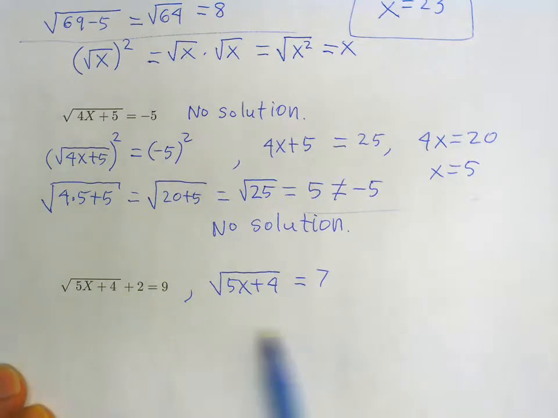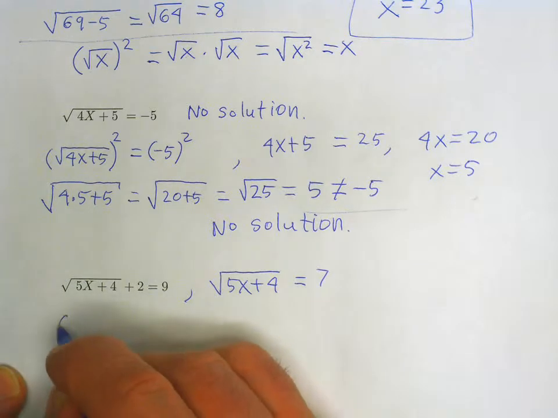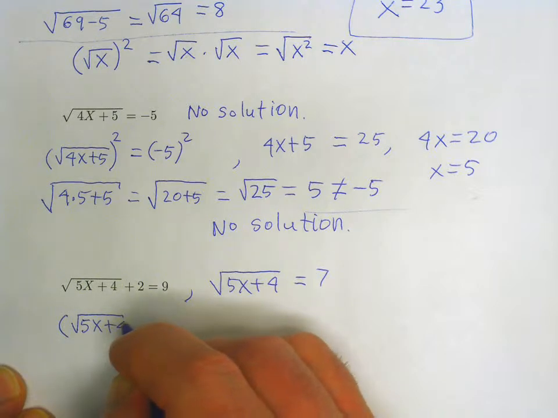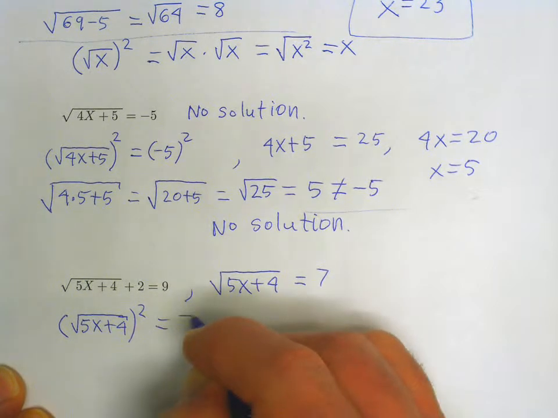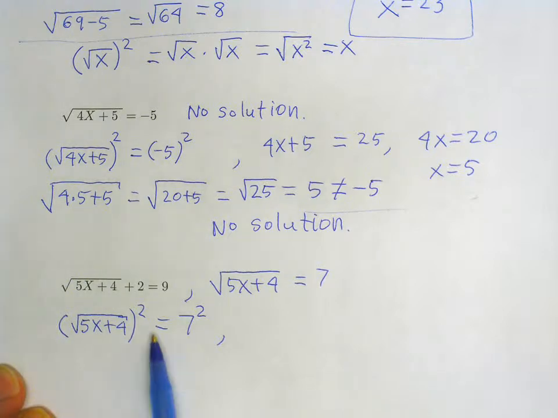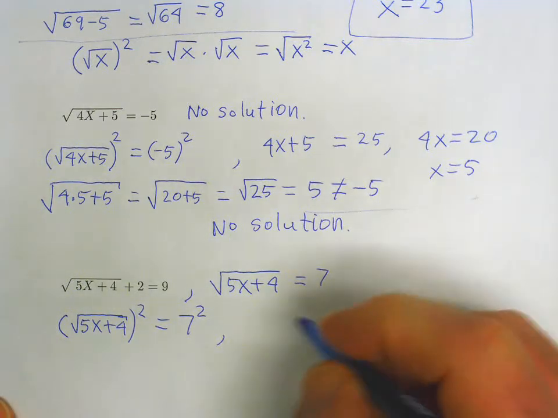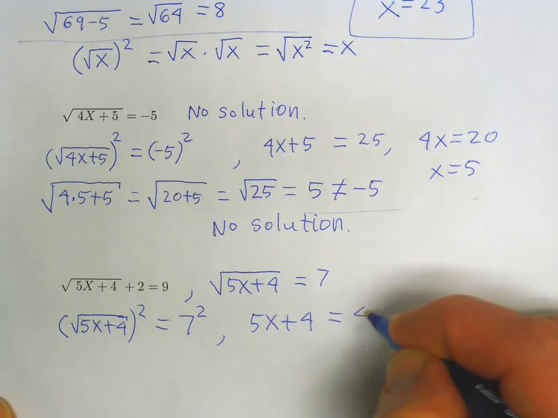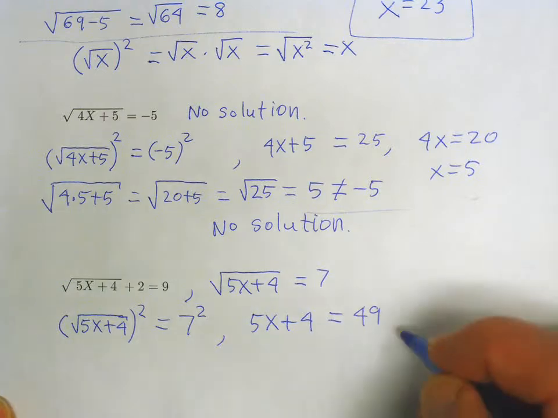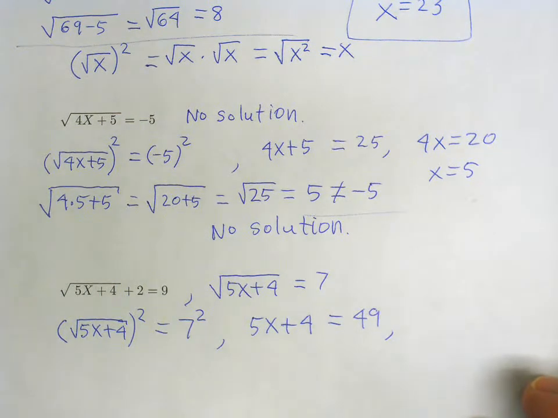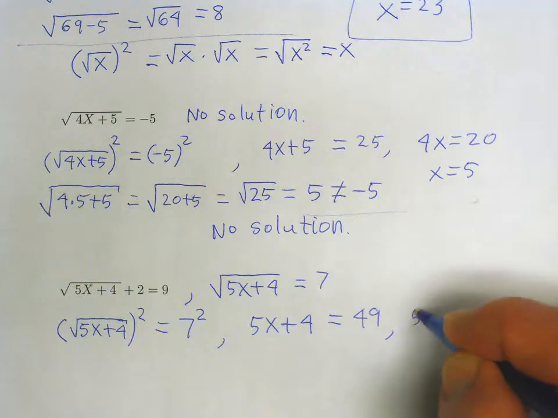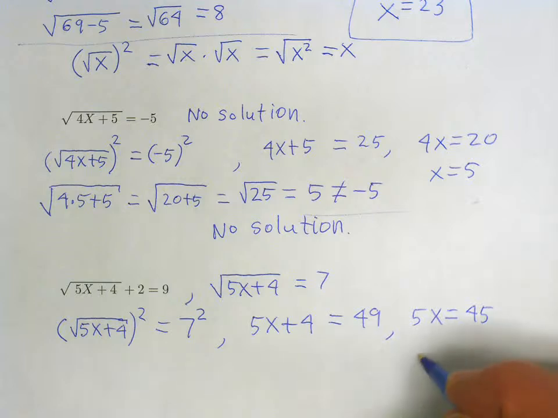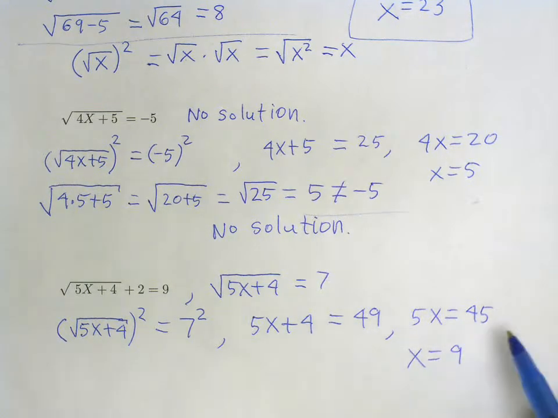And now we can square both sides. So we square the left-hand side. The square root of 5x plus 4 squared equals 7 squared. And when we square the square root of 5x plus 4, we just get 5x plus 4. And when we square 7, we get 49. And then this equation is easy to solve. Subtract 4 from both sides. We get 5x equals 45. And then when you divide both sides by 5, you get x equals 9, because 45 divided by 5 is 9.